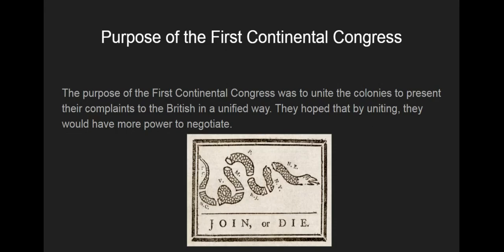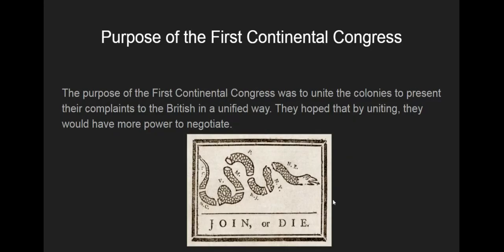Purpose of the First Continental Congress. So, the purpose of the First Continental Congress was to unite the colonies to present their complaints to the British in a unified way. They hoped that by uniting the colonies, they would have more power in order to negotiate.